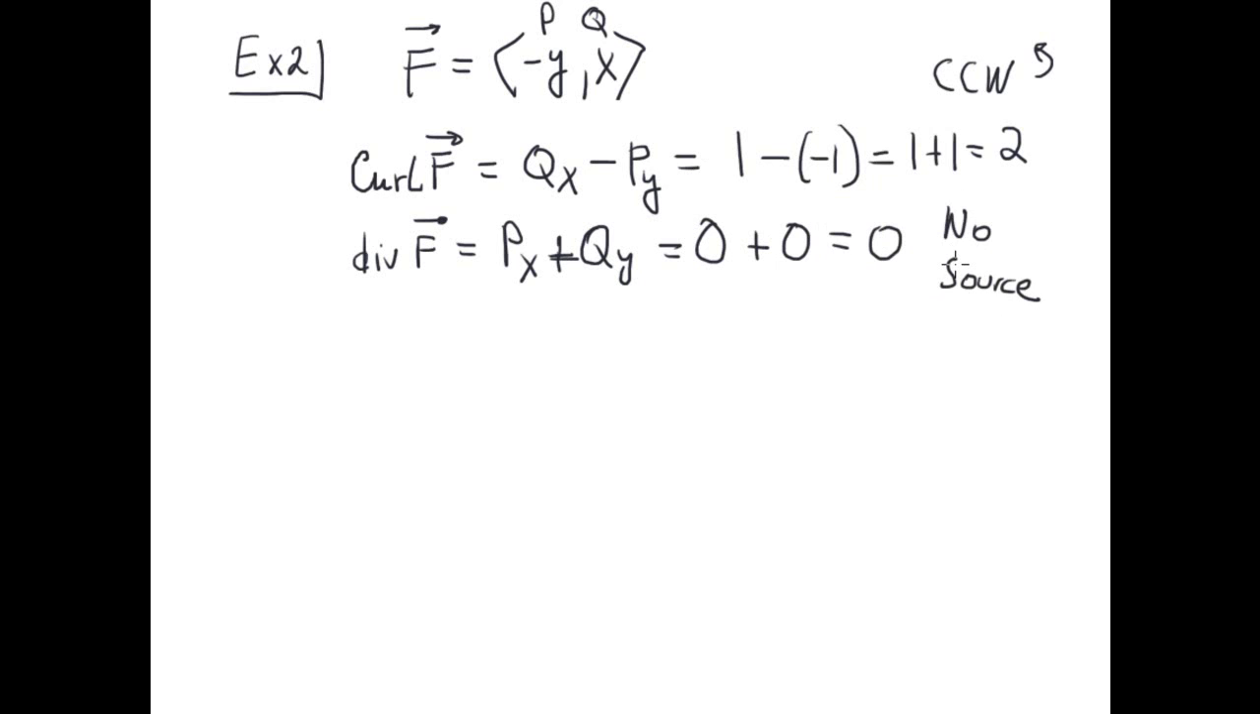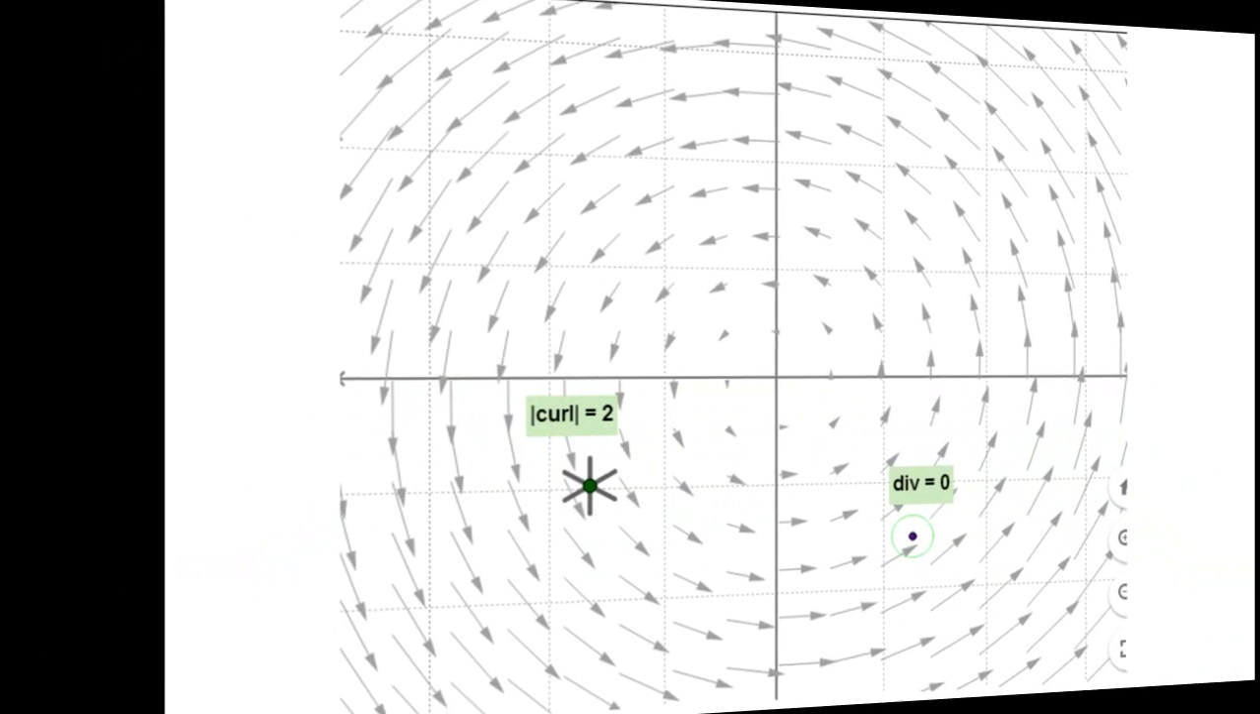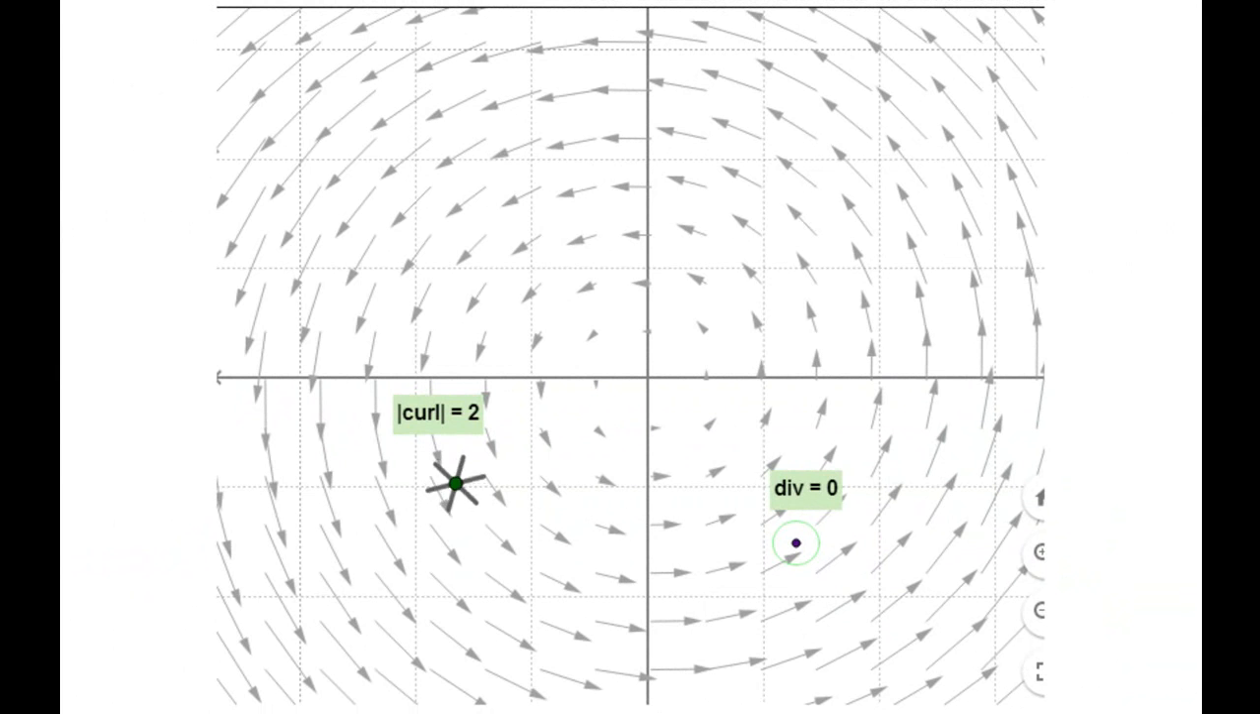Let's see a GeoGebra simulation for this vector field. Okay, this is the second example, GeoGebra simulation. You see the divergence is 0 at any point, always 0, no source, and the curl is 2. And you see how this is rotating counterclockwise. 2, look here, 2, here, 2, rotation. Of course, it's not a conservative field.